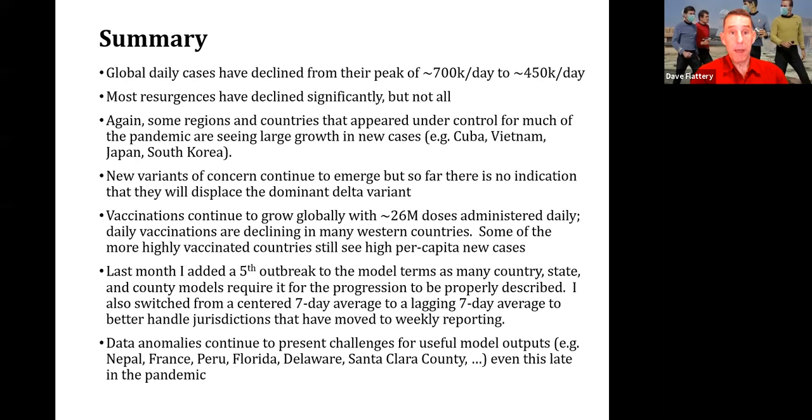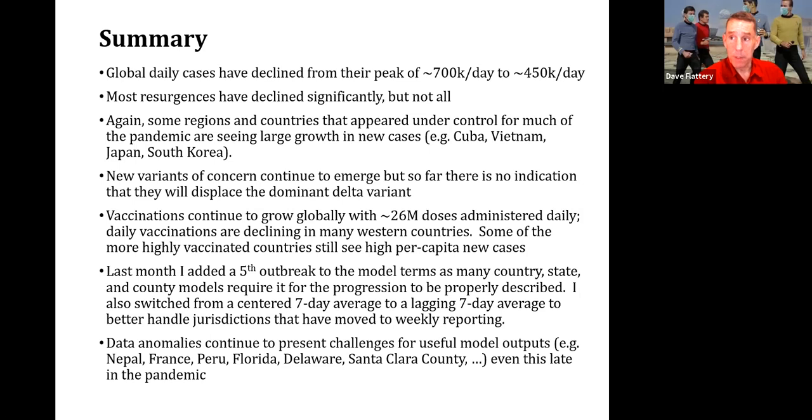So in summary, as a planet, we're experiencing fewer new cases each day than we were last month. It was just peaking last month between 650 and 700,000 cases a day, and it's down to about 450,000 cases a day now, which is still lots of cases, but lower than it was at the end of August. So not surprisingly, most of the resurgences that I showed last time are declining, but not all of them, but most of them.